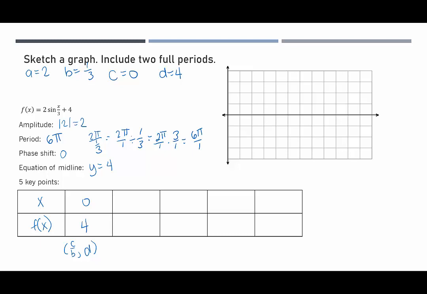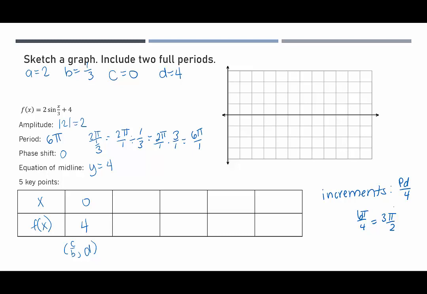Okay, lovely. Now what? We need to figure out the increments for x's. So to figure out the increments for x's, remember what we do? We take the period and we divide it by 4. That tells us where we're going to find our key points. So we're going to take the period divided by 4. That's 6 pi divided by 4, which is 3 pi over 2. So we're going to count by 3 pi over 2's.